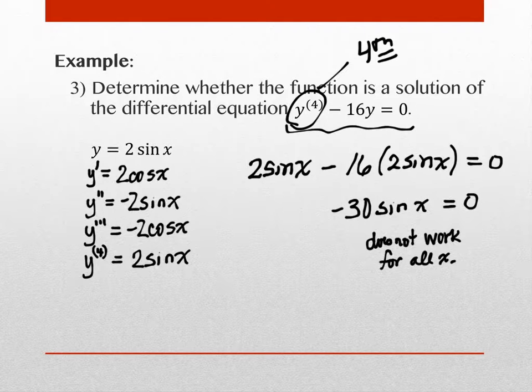It does work for some x. Can you give me a value of x for which it would work? Sine of a value times negative 30 equals 0. 0. It works for 0. Yeah, if you plugged in x equals 0, this actually would work. But it doesn't work for every value of x, which is the goal. Okay? Yeah, it does sometimes equal 0, but it doesn't work for all x. And because it doesn't always work, it's not a solution.